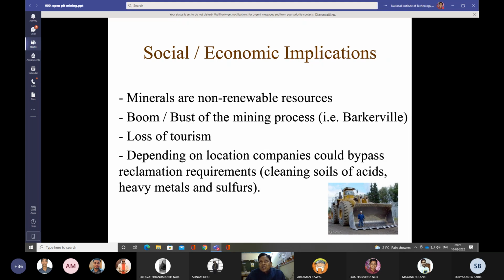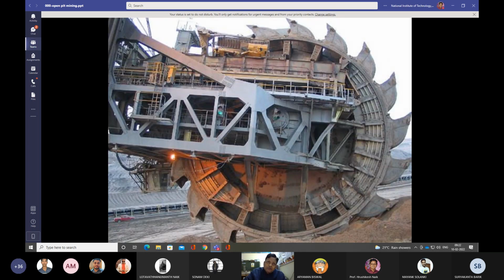So these are some of the social and economic implications of surface mining method. In the previous classes, we have discussed the bucket wheel excavator, which is used for lignite mining. This is the wheel, a very big wheel, having a number of buckets. These are the cutting buckets, 1, 2, 3, 4, 5, 6, 7, 8, 9, 10, 11, 12, 13, 14, like that. There are a number of buckets attached to this wheel. Therefore, this machine is called a bucket wheel excavator.